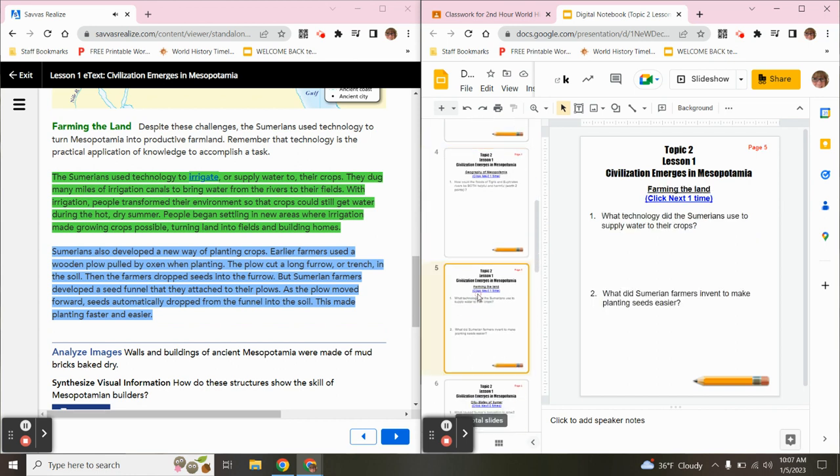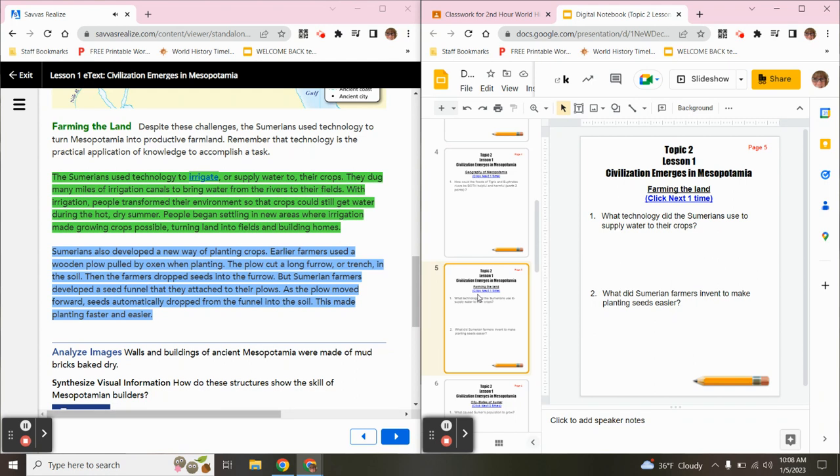Farming the land. Despite these challenges, the Sumerians used technology to turn Mesopotamia into productive farmland. Remember that technology is the practical application of knowledge to accomplish a task. The Sumerians used technology to irrigate, or supply water to, their crops. They dug many miles of irrigation canals to bring water from the rivers to their fields.